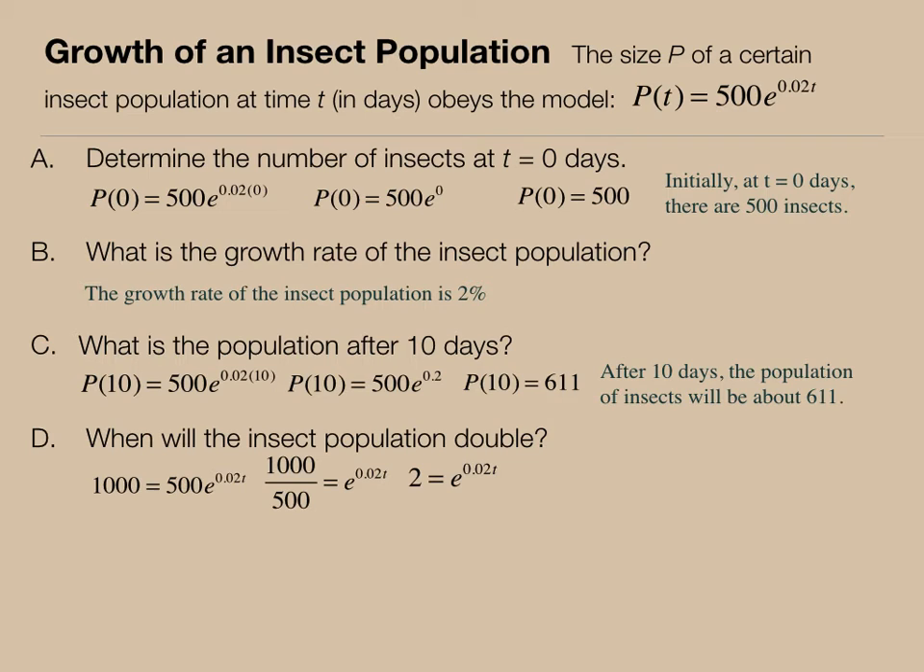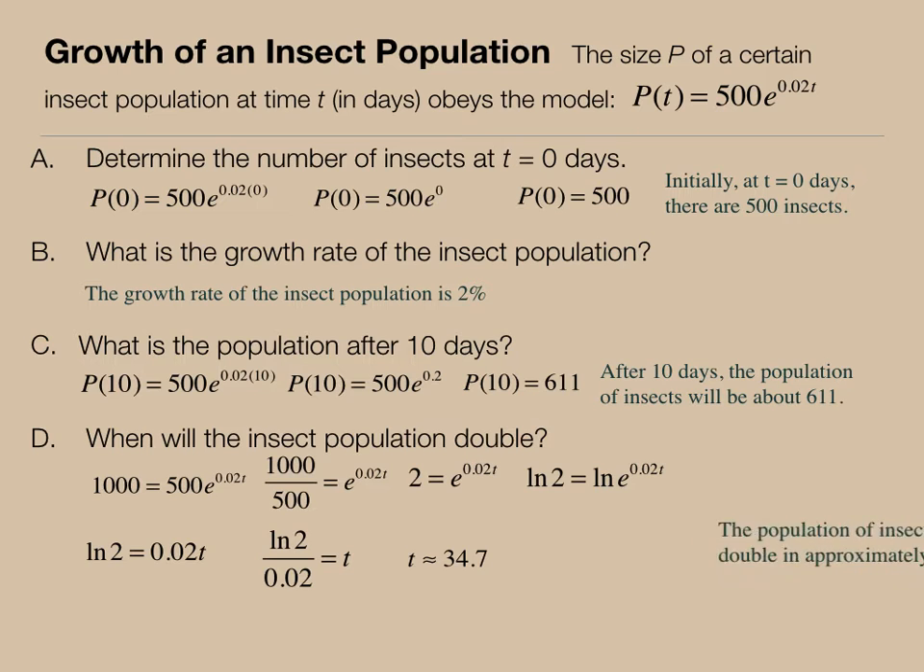And here, to get to t, I want to take the natural log of both sides. And my right-hand side becomes 0.02t. To get t alone, I want to divide by 0.02. And this is the place where I need a calculator. I type in natural log of 2, divide that by 0.02, and I get about 34.7. Once again, I write my answer in context. The population of insects is expected to double in approximately 34.7 days.